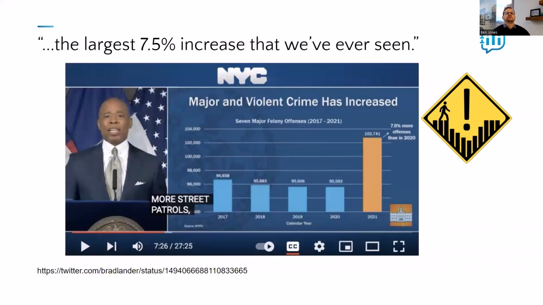This one came up recently, and it's talking about violent crime in New York City. And you can see the chart here showing that there seems to be a rather large increase in 2021. Now, this was tweeted out by the New York City comptroller, I think, named Brad Lander. And he snarkily remarks that it's the largest 7.5% increase that we've ever seen. As you can see, it's labeled there to the right. And again, the same issue here.